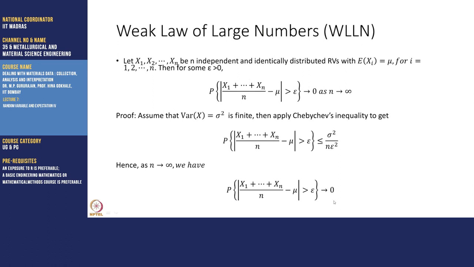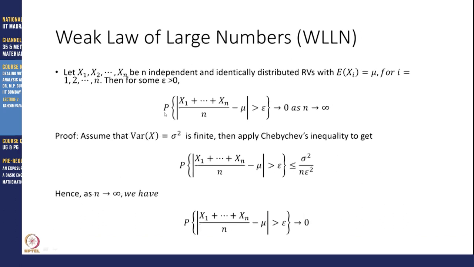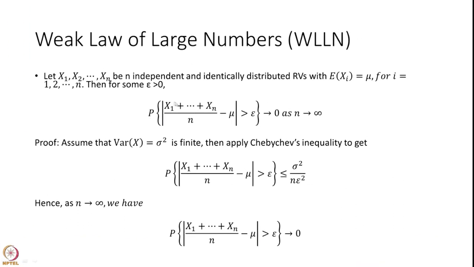So, this once again is the weak law of large numbers. Let me tell you why it is called a weak law: it is the probability which tends to 0 and not actually the difference which tends to 0. Therefore, you call it a weak law of large numbers. We are going to have a central limit theorem, which is a stronger result. We will come across it when we move further in this course.